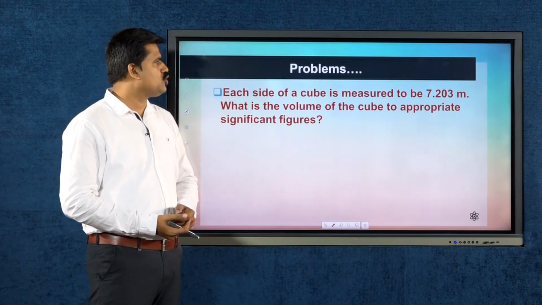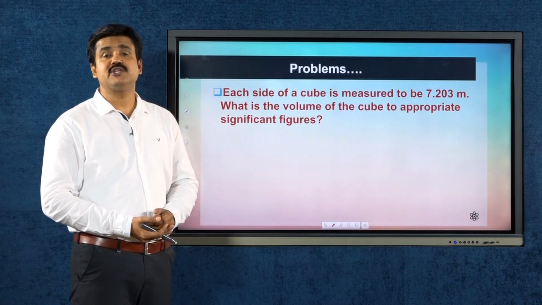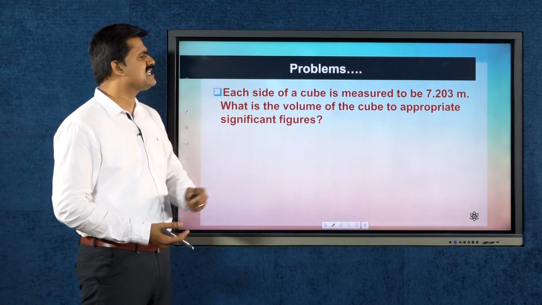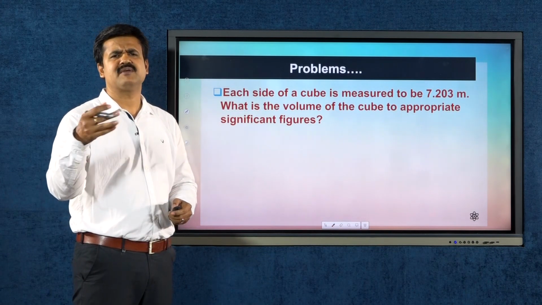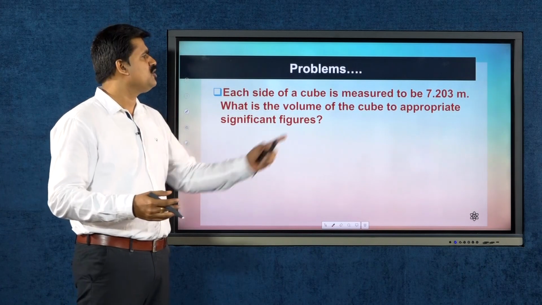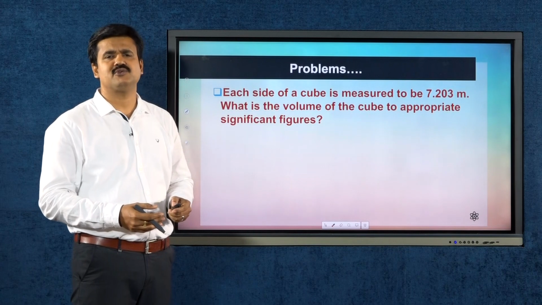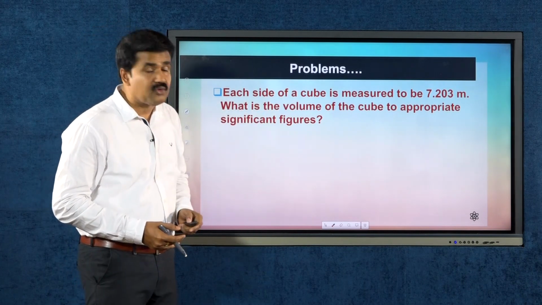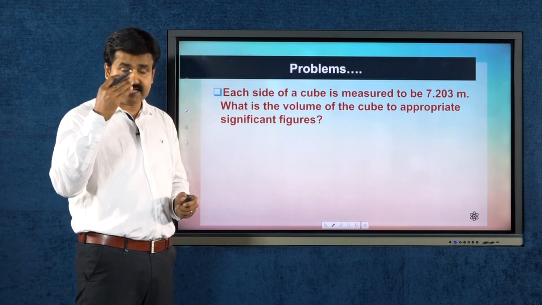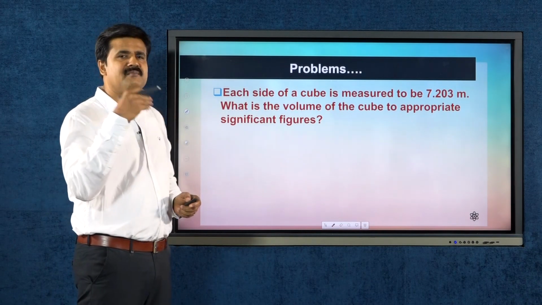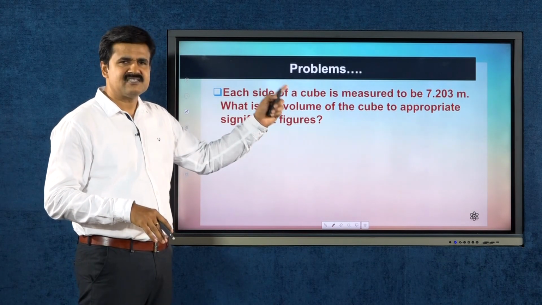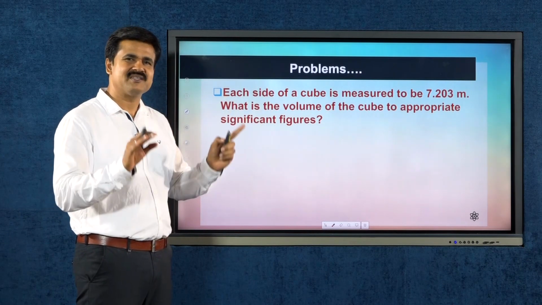Each side of a cube is measured to be 7.203 meter. What is the volume of the cube to appropriate significant figures? You know, length into breadth into height. Since it is a cube, A equal to B equal to C, all edge lengths are same. So you have to take the cube of 7.203. Here there are 4 significant figures. On taking the cube of this quantity, the final answer must also have 4 significant figures, because this is the one and only term, that also is the limiting term.